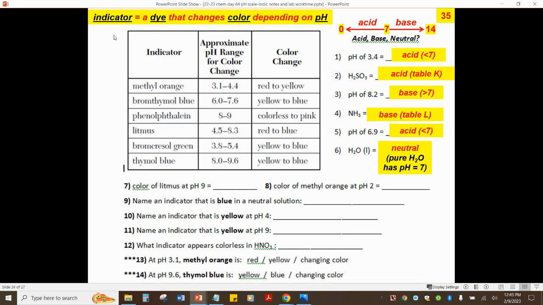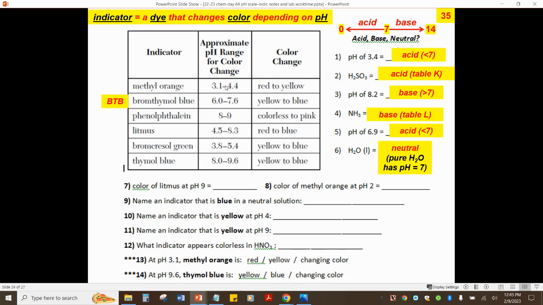Indicators are special chemicals or dyes that change color depending on the pH, and they all change at different ranges. They all have kind of funny names. We got methyl orange, bromthymol blue. You might want to write BTB next to that. This would be a great time to write some things in your reference tables on page 6. Bromthymol blue is known as BTB. Phenolphthalein is another funny name. Litmus is another one. Bromcresol green and thymol blue. And they all change their color at different pH ranges.